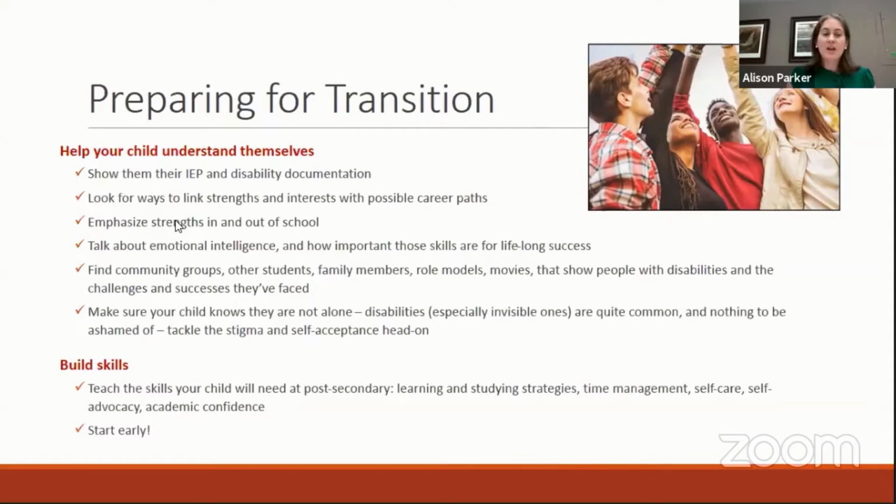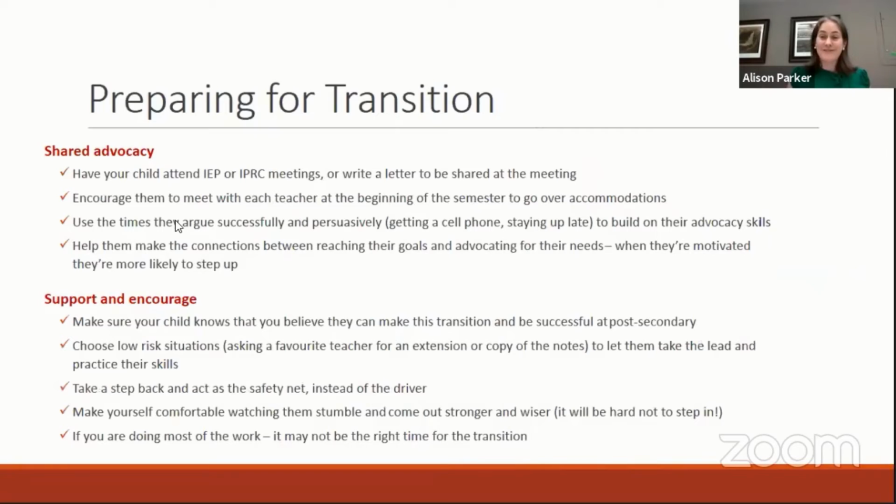shame in that. You can also look at the skills that your child will need at post-secondary, and this is a great thing you can start early at any grade, focusing on learning and studying strategies, time management. Buy a big calendar to put over their desk and they can write all their due dates on that, and really practice those skills before they go off to college and university. In terms of advocacy, which I know you've already heard about, give your child opportunities to attend IEP meetings, IPRC meetings, talk to their teacher about their IEP, go over their accommodations, look at when they've done a really good job of convincing you to get a new cell phone or stay up late. Those are advocacy skills that you can build on and take into the academic realm.